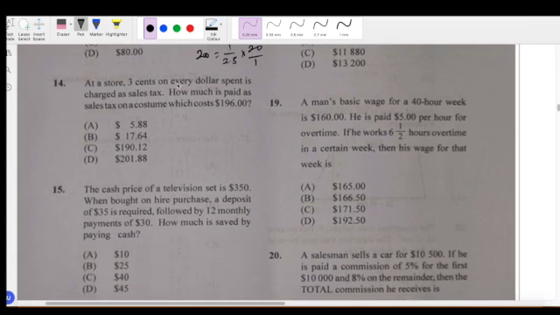At a store, 3 cents on every dollar spent is charged as sales tax. How much is paid as sales tax on a costume which costs that? So 3 cents on every dollar spent. So 3 cents out of every 100 cents is charged as sales tax. So that's 3 over 100 of the total cost, 196 all over 1, right? And so, essentially, we could see that this 3 over 100 is 0.03. So it's really 0.03 multiplied by 196.